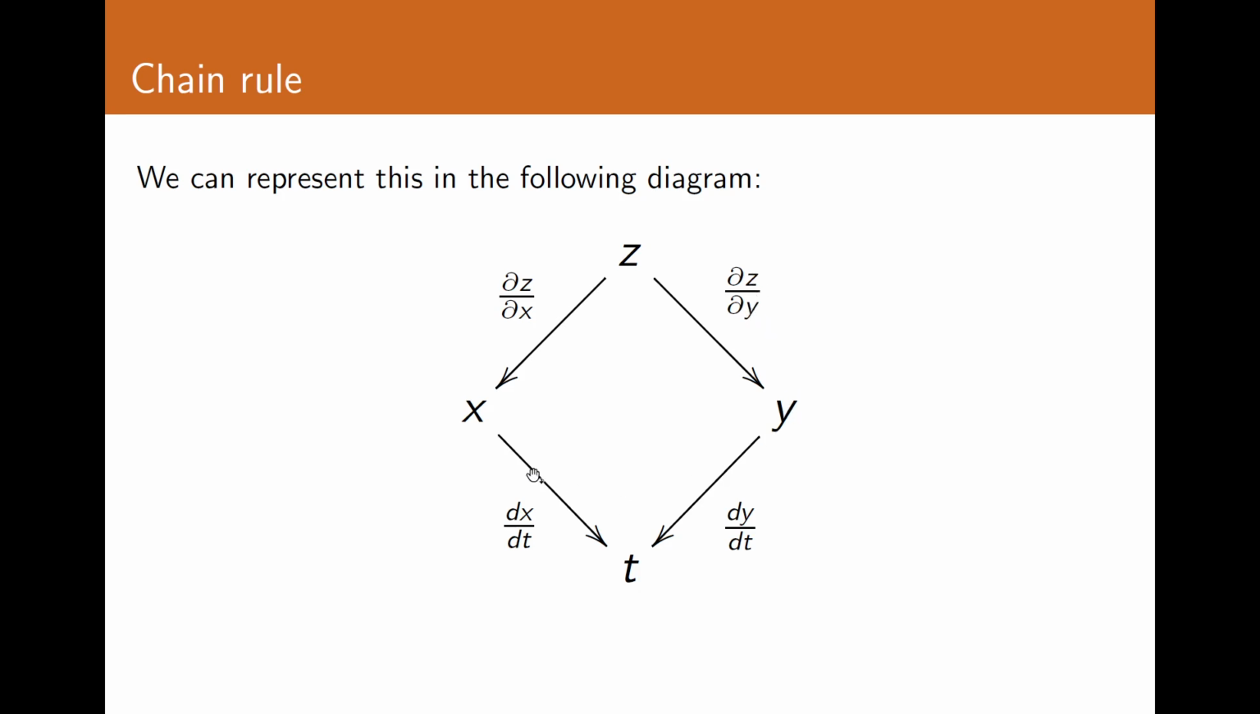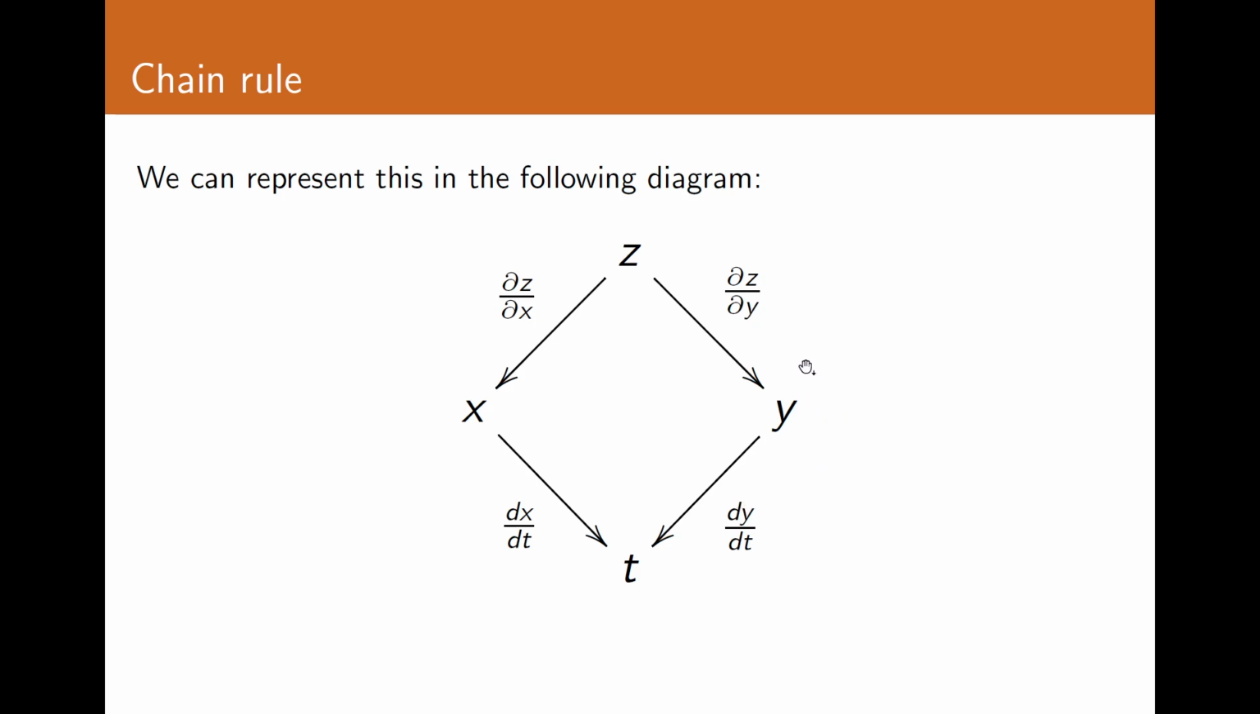So the derivative of z with respect to y needs to be a partial derivative of z with respect to y. And now going from the second row to the third row, there's only one variable in the bottom row. So that means the derivative of x with respect to t is just a regular dx/dt, because x is only depending upon one variable. And similarly, y only depends upon one variable, so you get a dy/dt.